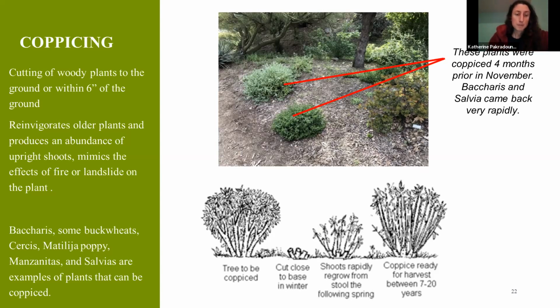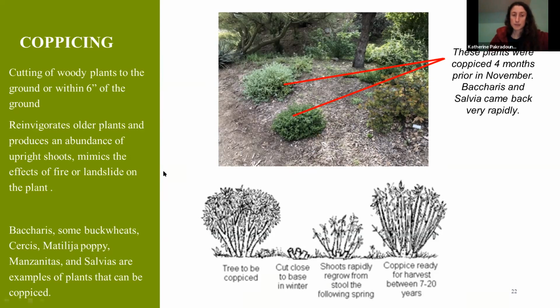Some plants that can be coppiced, one plant in particular that's really good at it is Baccharis, which is the coyote brush. Every 5 to 10 years, you can cut that down to the ground and it just starts all over again as though you just planted it.